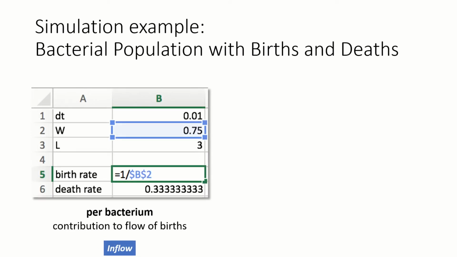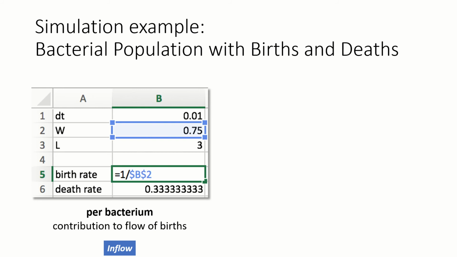So here's what we had last time, but I've added an L up here, where L is my length of lifetime. So before we had a dt, and we had W, where W is like waiting time until you produce a new bacteria. So now I've got L, which is like the waiting time until the lifetime ends.